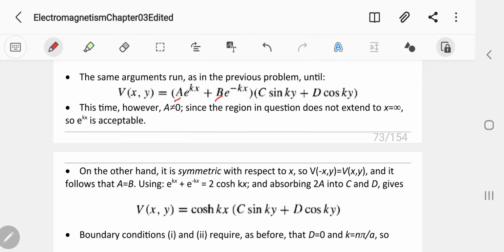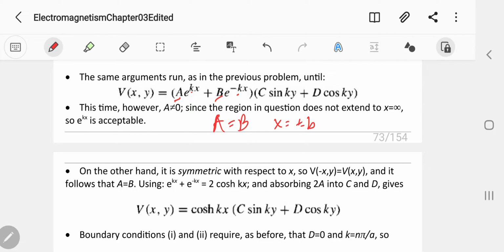In this case also, your a is not equal to 0, unlike in example 3.3. It's not 0 since the region in question does not extend to infinity. So we have an exponential solution as an acceptable solution there. So here you can set a equal to b because it is symmetric. The k and the negative k here will have the same value at x equals positive and negative b.